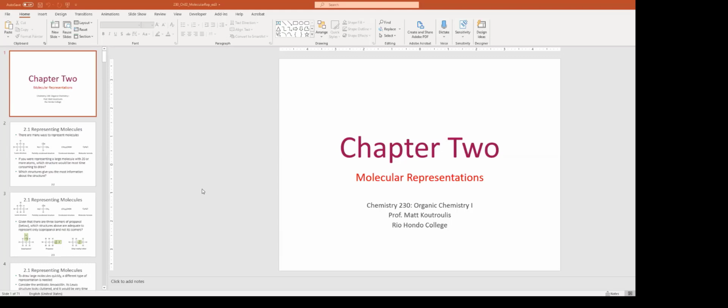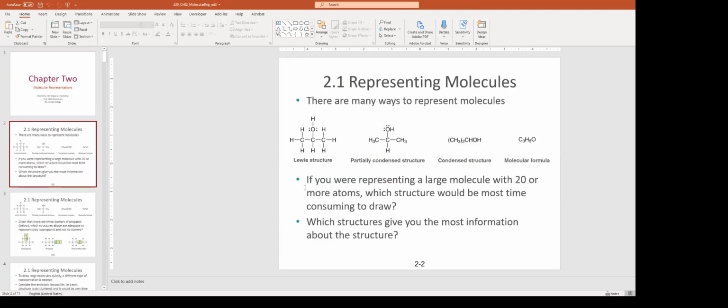Chapter 2 is largely about different ways that we can represent molecules in a shortcut notation. It also introduces the concept of functional groups, which is a huge thing for this chapter. So we have many different ways that we can show molecules.